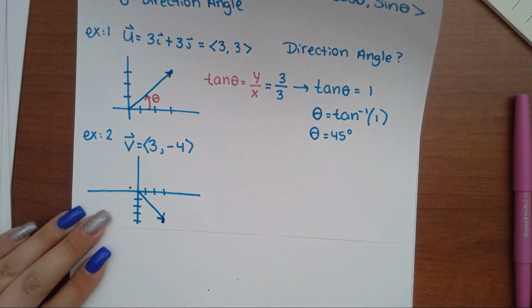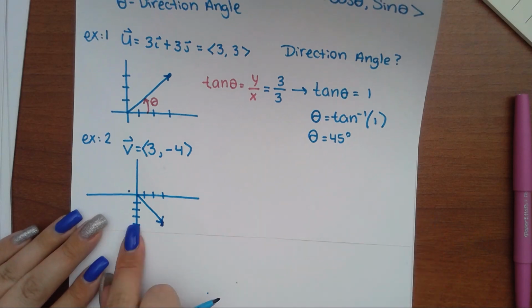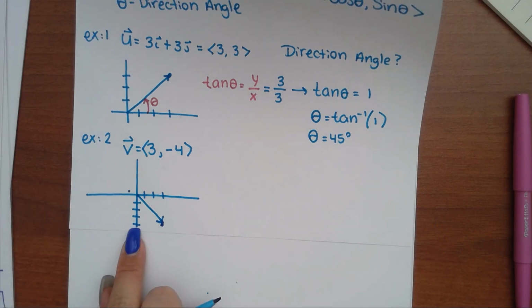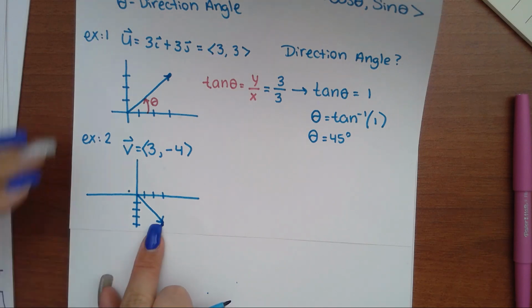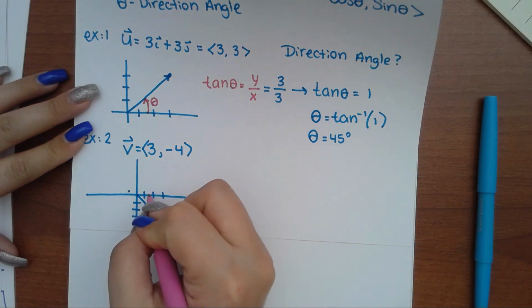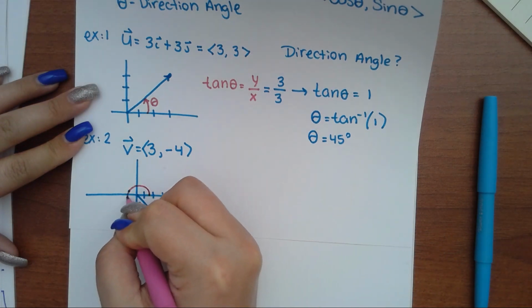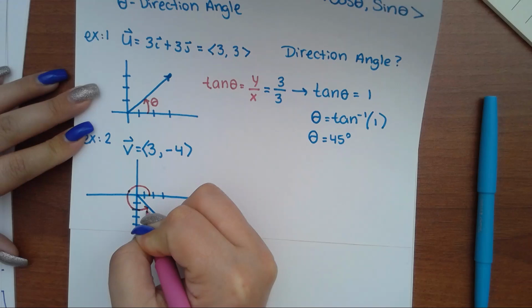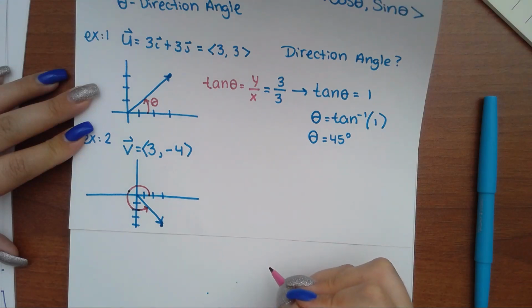Here's our vector, 3, -4, and I've already gone ahead and drawn it for us. This is where the vector is located. We are in quadrant 4. Remember that the direction angle should start from the positive x-axis, go all the way around, and end at that line there. So this should be theta.